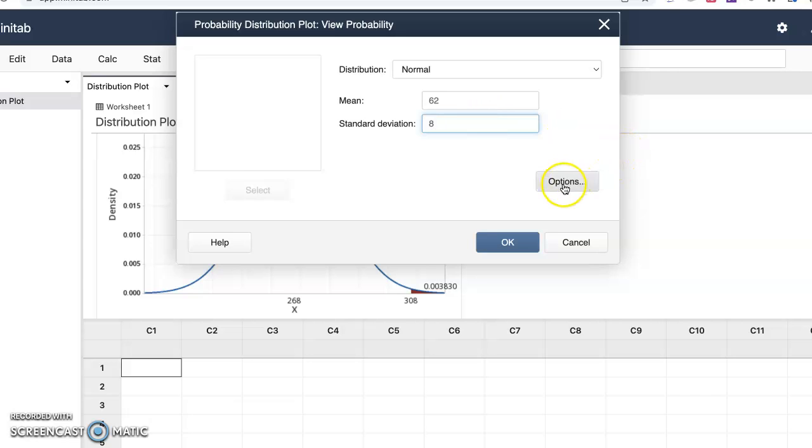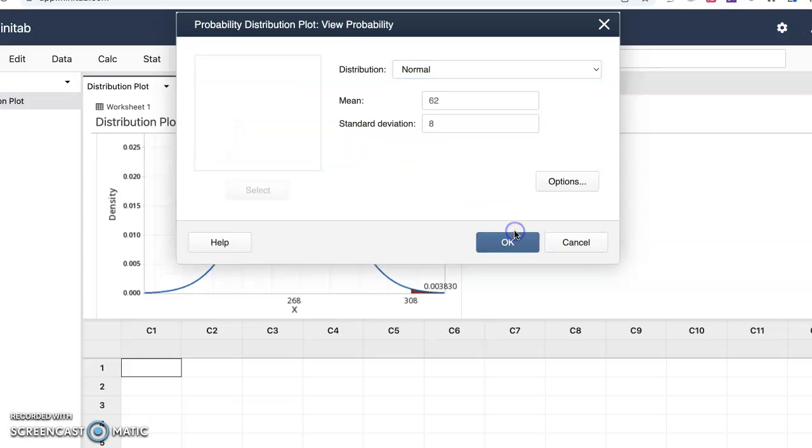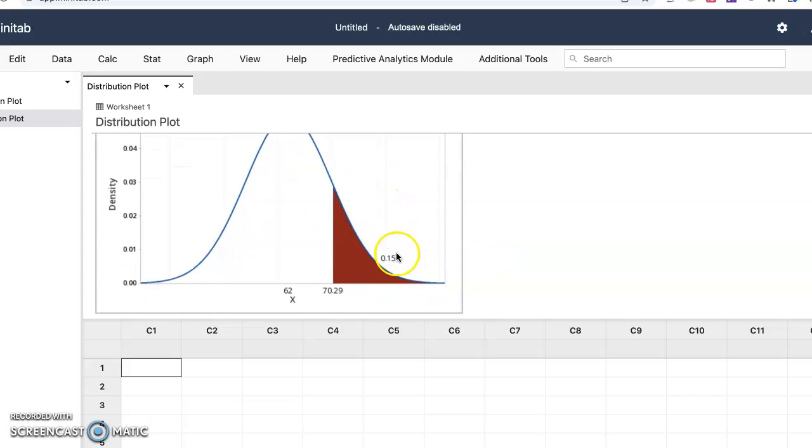standard deviation of 8, and this time we're given a specified probability, and we want the top 15%. So again, that's right tailed. If we wanted the bottom 15%, we would choose left tail. But in most of these, we're going to use right and left tail. And then click OK, and our answer is, to be in the top 15%, look at the score that matches up with that.